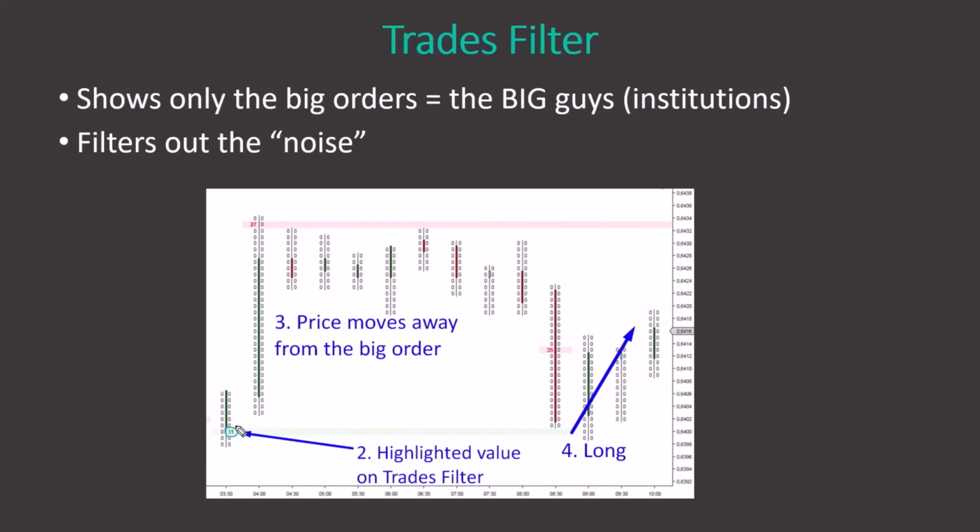Then you want to see the price move away from that place and make a pullback. Then you trade from there. Right? If the price moved upwards from that level, then when the pullback occurs, you want to go long. But the price needs to move away from the big order. That's important. And then make the pullback. All right?